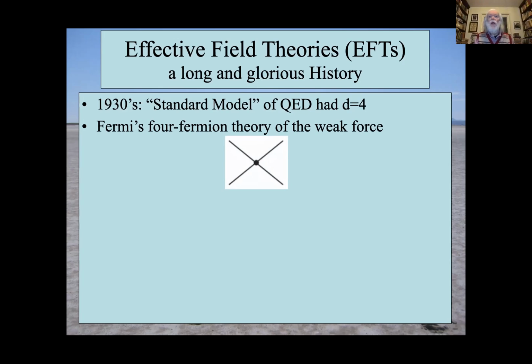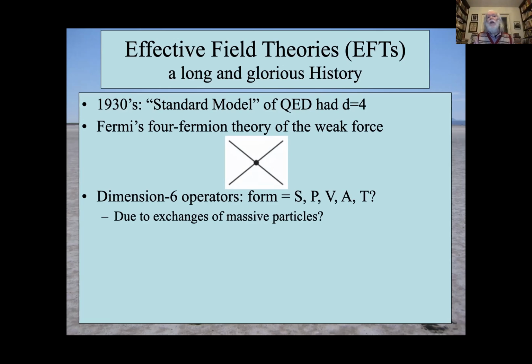But Fermi said, well, look, if we want to understand the weak interaction, we should consider an effective 4-fermion theory, dimension 6. And then, of course, there was a lot of discussion about what the form of those dimension 6 operators might be: scalar, pseudoscalar, vector, axial, tensor. And it was also suggested that the dimension 6 interaction might be generated by the exchange of massive particles.